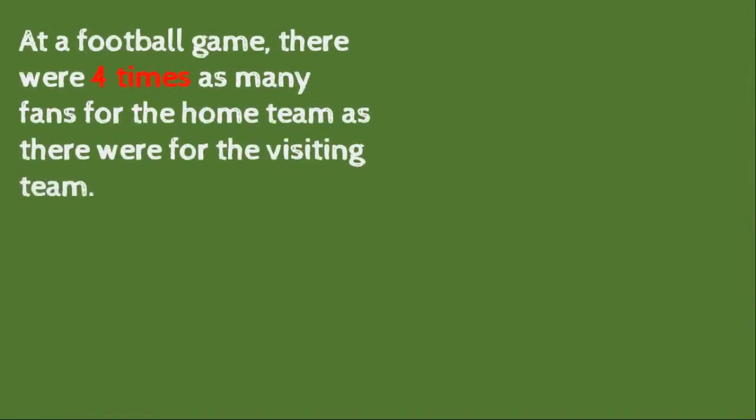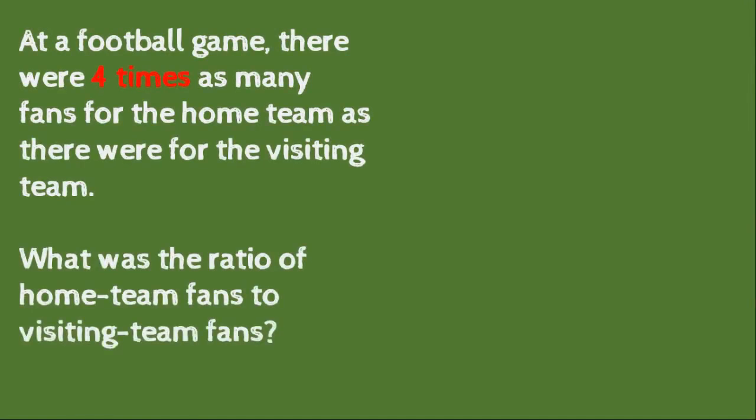In our next example, at a football game, there were 4 times as many fans for the home team as there were for the visiting team. What was the ratio of home team fans to visiting team fans? Well, the key word here is 4 times as many, which means for one visiting team fan, there are 4 times more home team fans. So this can be written again with the number 4, with the word "to", and the number 1. The number 4 with a colon and 1, or simply as a fraction, 4 over 1.